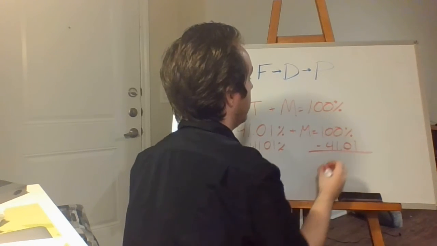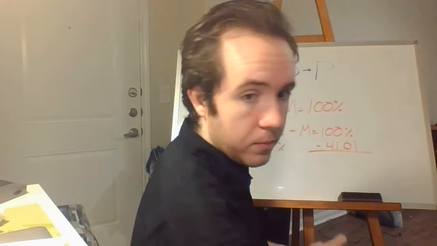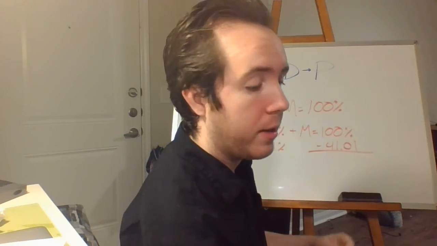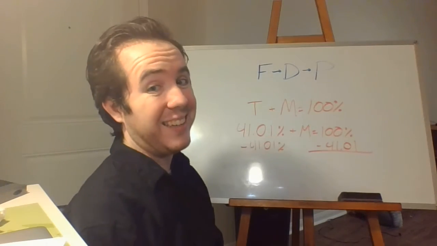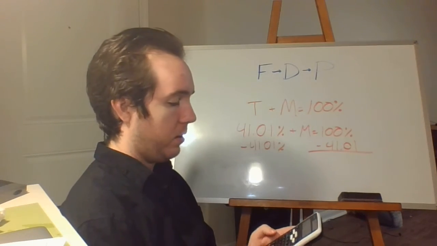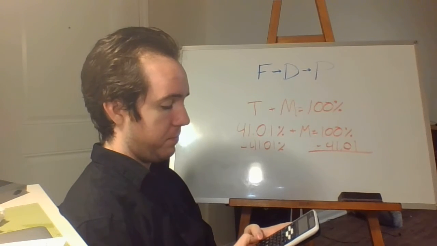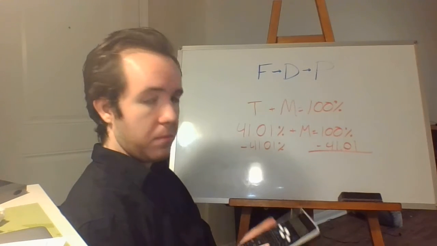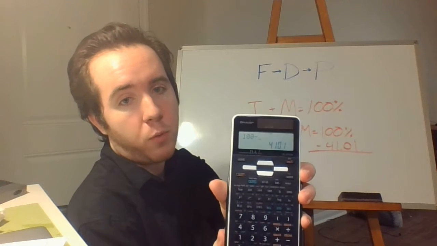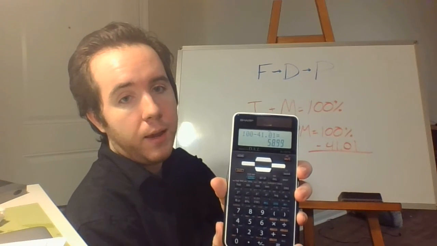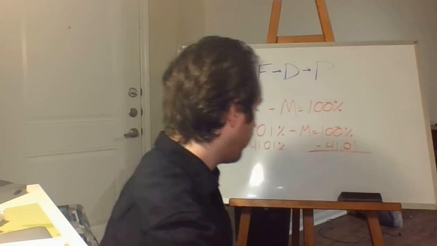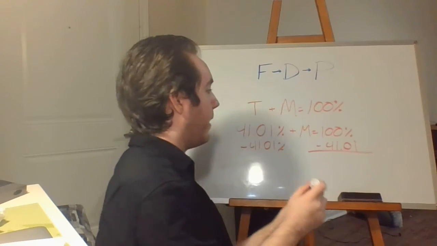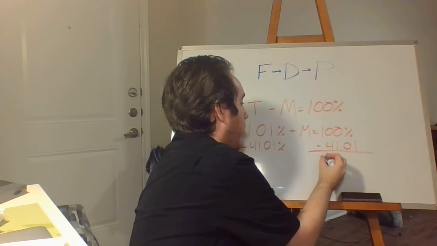We subtract the 41.01. You can either do it by hand or use a calculator. It's the weekend. I can't stop you from using a calculator. I would like for you to get the practice of subtraction by hand, but I'm a realist. 100 minus 41.01, 58.99. And there we get my final answer of 58.99%.